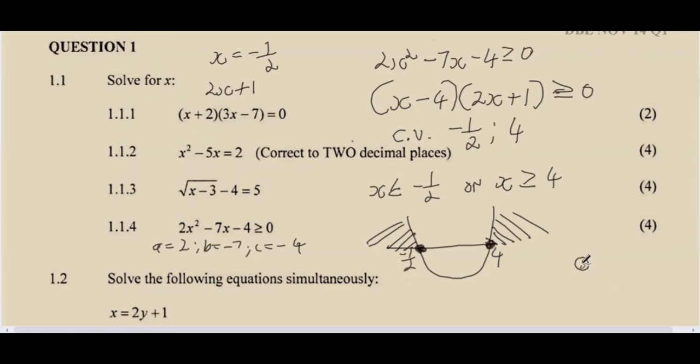Or if you don't want to represent it like that, you can represent it like this, right? Whereby you shade this because it should be greater than or equal to 0. So you also include your critical values, because if you substitute in your critical values, you get 0. So graphically, you would represent it either like this or that. And then if you want to write it in terms of notation, you just write it like that, right? Okay. So we are done with that one. That's all there is to it.